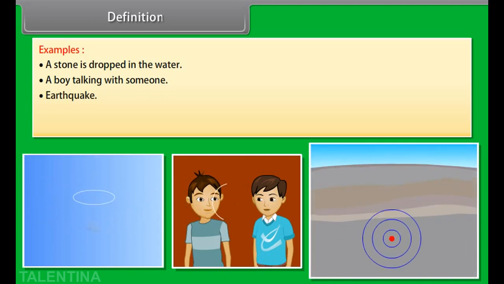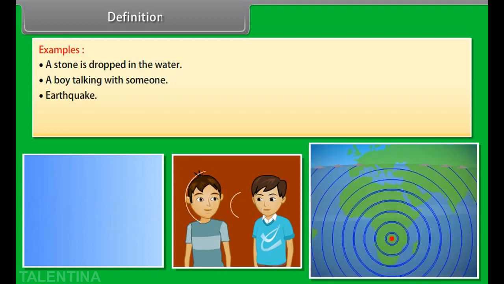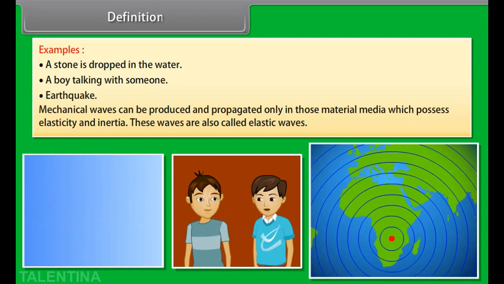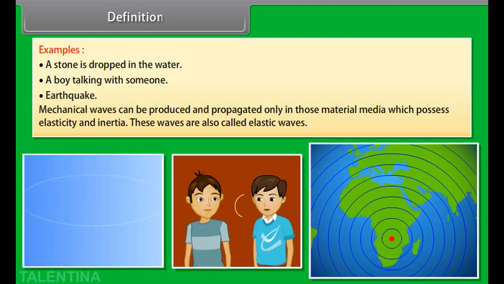In this chapter, we shall study about mechanical wave motion. Mechanical waves can be produced and propagated only in those material media which possesses elasticity and inertia. These waves are also called elastic waves.